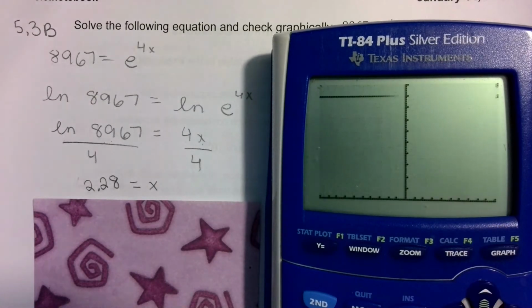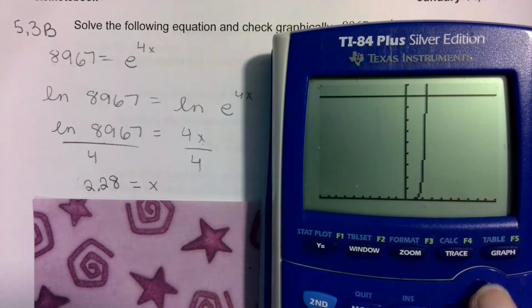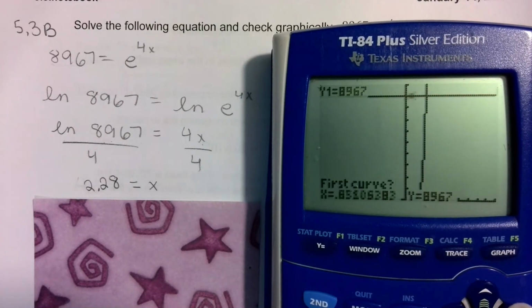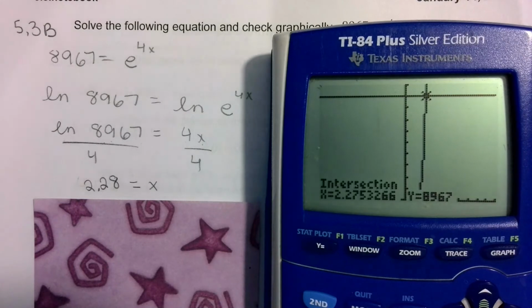Now let me see if I can see this picture a little bit better. There's my y equals line. And I do see the intersection here. I could have gone even higher with that. My intersection, I'm just using it to check myself. So I'm going to do second calculate. I want to find where that intersection is. So I'm going to arrow, choose calculate intersect, and arrow over to the intersection. And I get that it is 2.28.